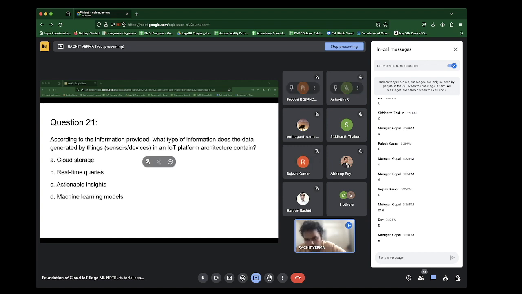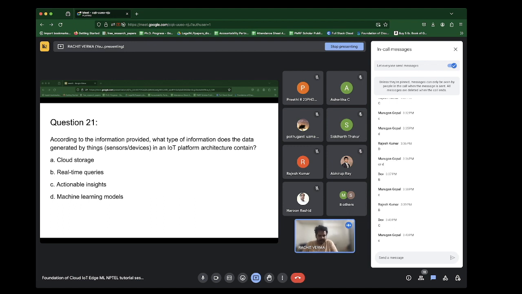So according to the information provided, what type of information does the data generated by things in an IoT platform contain? Is it A, cloud storage, B, real-time queries, C, actionable insights, or D, machine learning models? Okay, so I have two responses over here. C. Okay. Fine. So there's confusion between real-time queries and actionable insights.